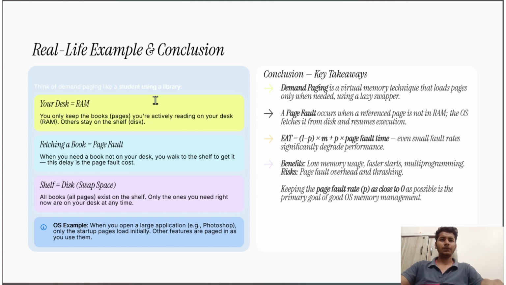Conclusion: demand paging is a virtual memory technique that loads pages only when needed. A page fault occurs when a referenced page is not in RAM, then the OS fetches it from disk. Even a small fault rate significantly degrades performance. Its benefits are low memory usage, faster start, and multiprogramming. The risks involved are page fault overhead and thrashing. Keeping the page fault rate as close to zero as possible is the primary goal of good OS memory management.